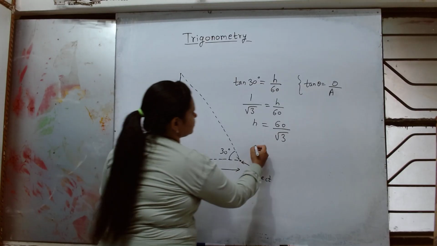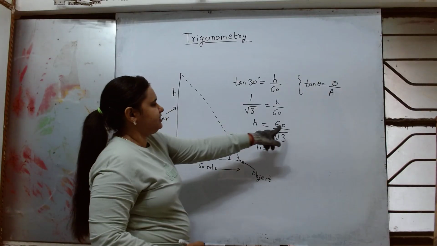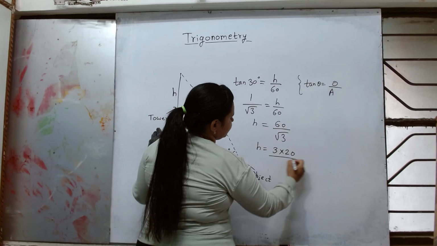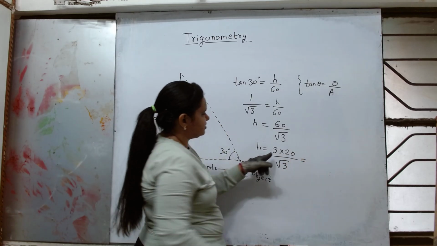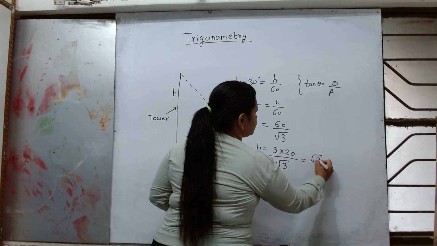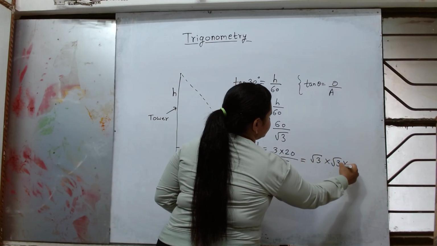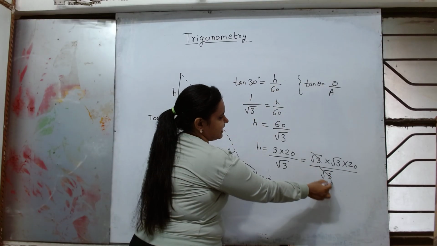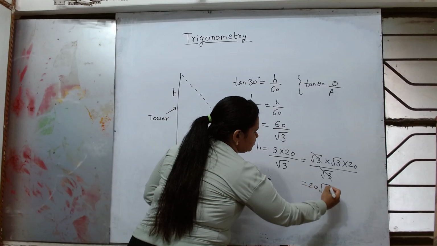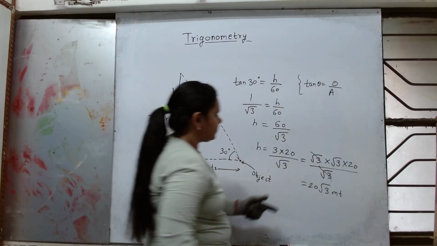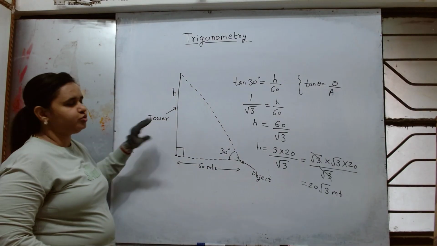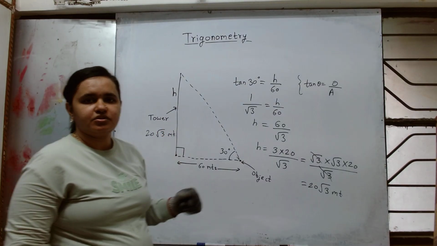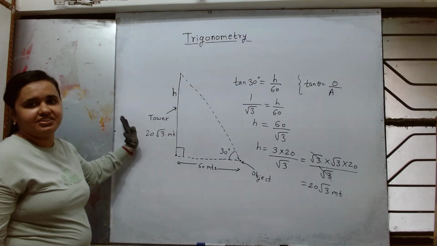Okay, we will solve this. Now 60 upon root 3. We can write 60 as 3 into 20 upon root 3. So now 3 can be written as root 3 multiplied by root 3, and multiplied by 20 upon root 3. So root 3 will get cancelled and we will get 20 root 3 meters. So the height of the tower is 20 root 3 meters. So easy it was if we solve logically.